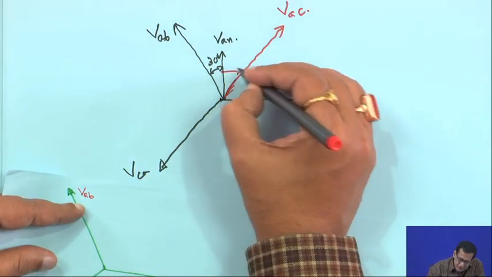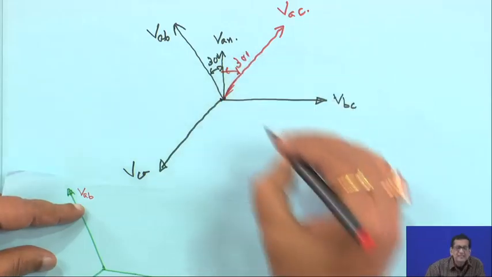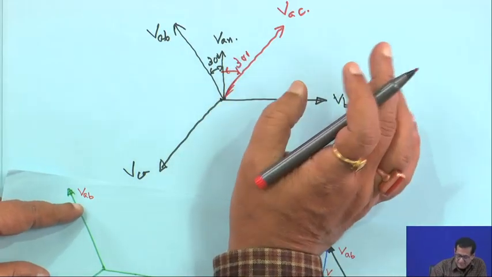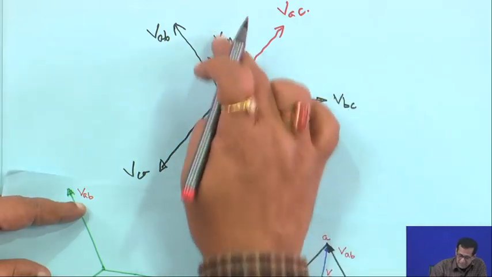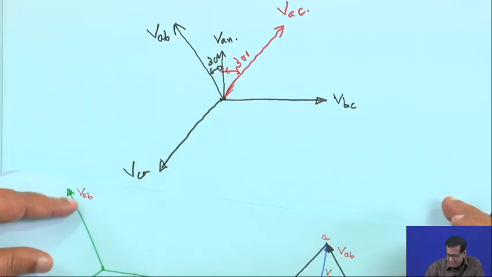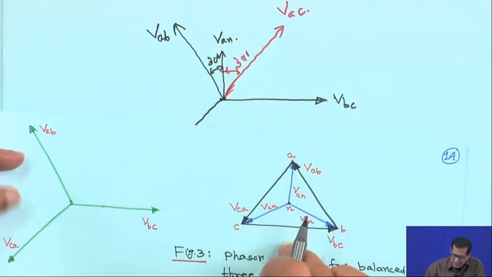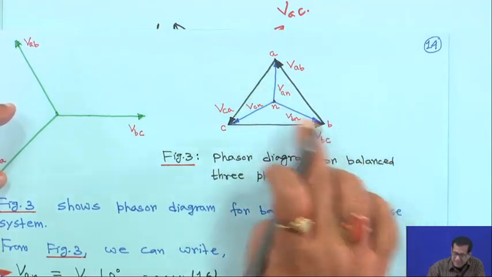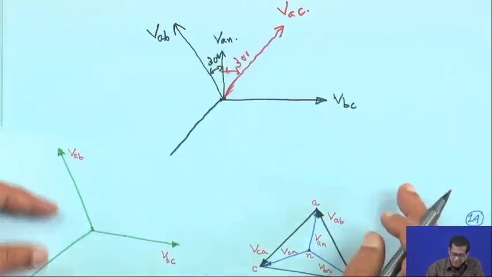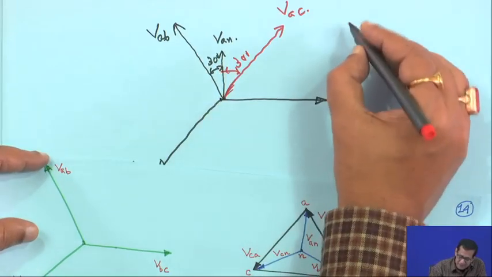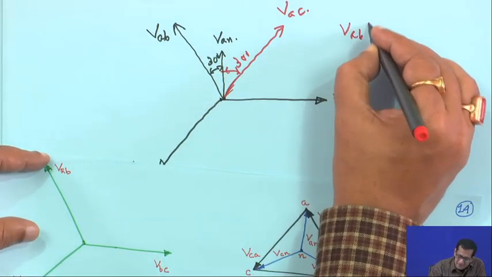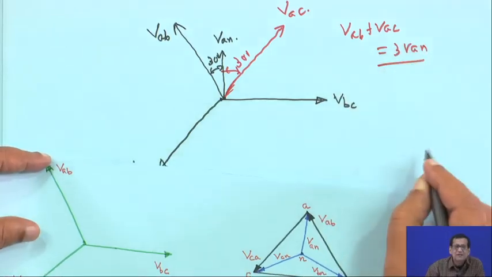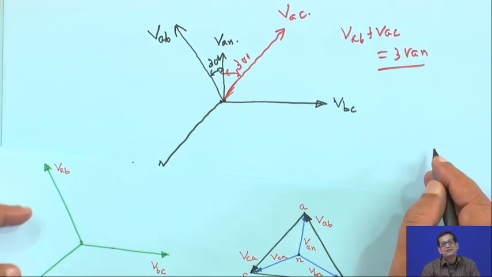Then this angle is also 30 degree, right. That means, if you take your VAN as a reference, for example, the angle between VAN and VBC is 90 degree, right. The angle between VAN and the way the phasor is drawn, between VAN and VBC, it is 90 degree, right. We have seen earlier that VAB is equal to root 3 VAN. This we have seen in our capacitors chapter.